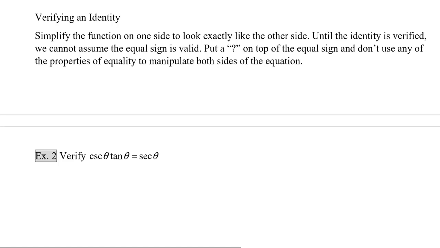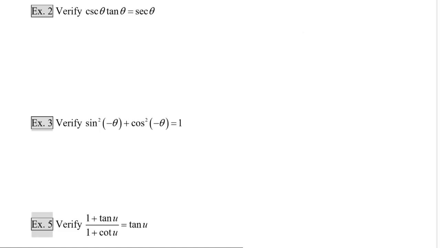Let's practice. Example 2. Verify cosecant theta tangent theta is equal to secant of theta. So I'm going to put a question mark over the equal sign, and I'm going to work on the more complicated side to make it look like secant of theta. So I'm going to start by replacing everything with sine and cosine. Cosecant theta is equal to 1 over sine theta, and tangent theta is equal to sine of theta over cosine of theta.